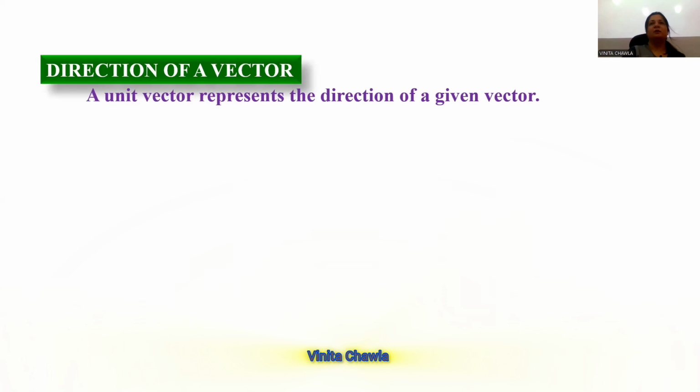A unit vector किसी भी वेक्टर का डायरेक्शन को रिप्रेजेंट करते हैं, किससे रिप्रेजेंट करते हैं? उसके यूनिट वेक्टर से रिप्रेजेंट करते हैं. ठीक है, unit vector specifies the direction of the given vector.